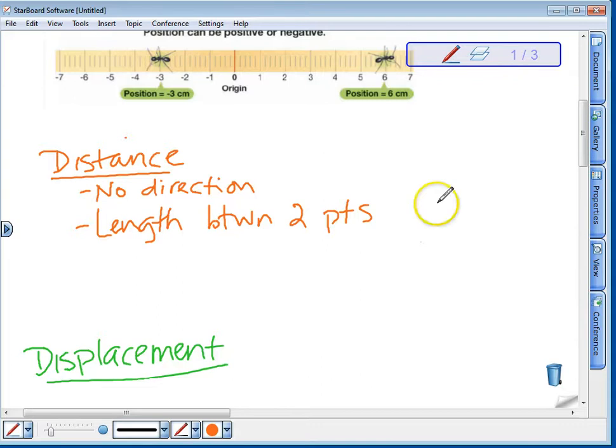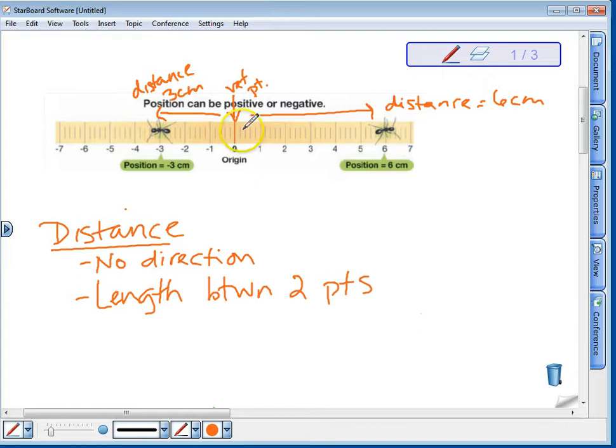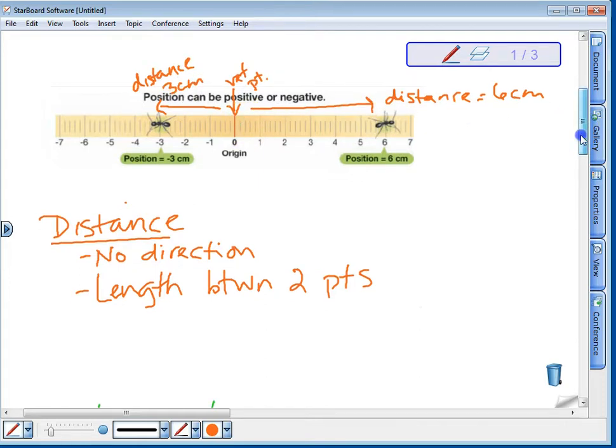Okay? So here, this little ant started here. Here's our reference point. And here, the ant went a distance of 6 centimeters. And this little ant over here went a distance of 3 centimeters. Because it does not matter which direction the ant went. Okay?